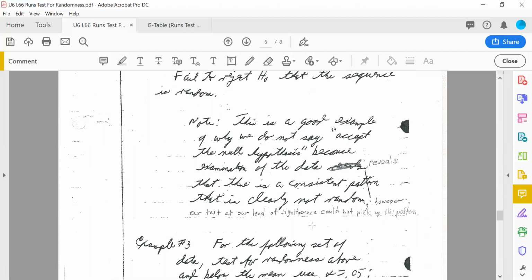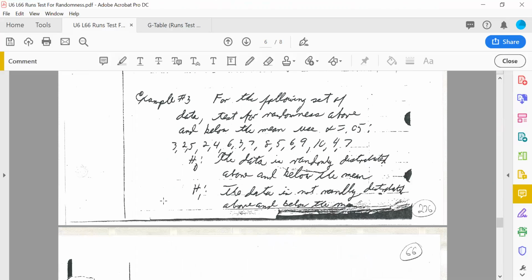What type of error did we just make? We failed to reject H0 when it was clearly false. That's a type 2 error, everybody. We just committed a type 2 error. One more example, and holy moly, this year is done.